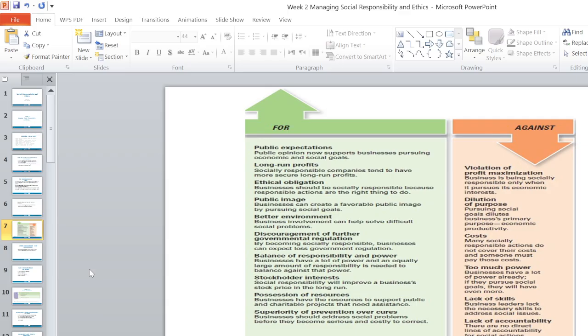The long-run profits: socially responsible companies tend to have more secure long-run profits because they are helping the society in a lot of ways. The society also pays back to them, and in that case, they will have loyal customers and loyal public opinion. The ethical obligation: businesses should be socially responsible because these actions are the right thing to do.